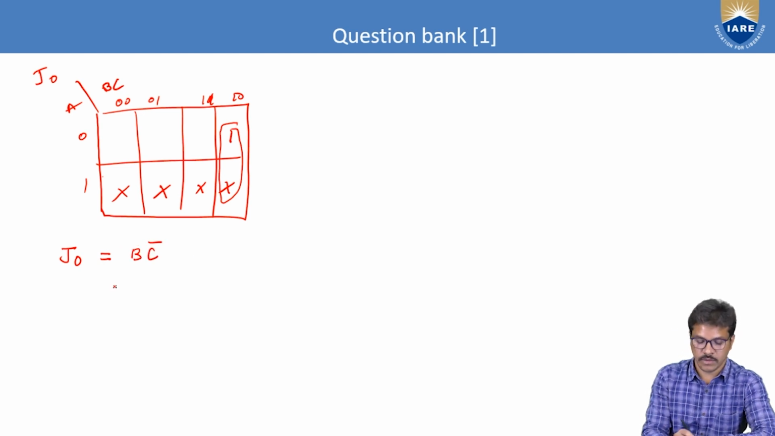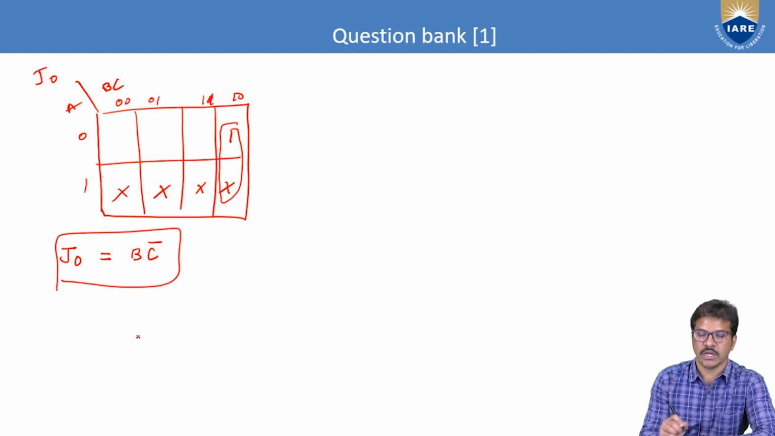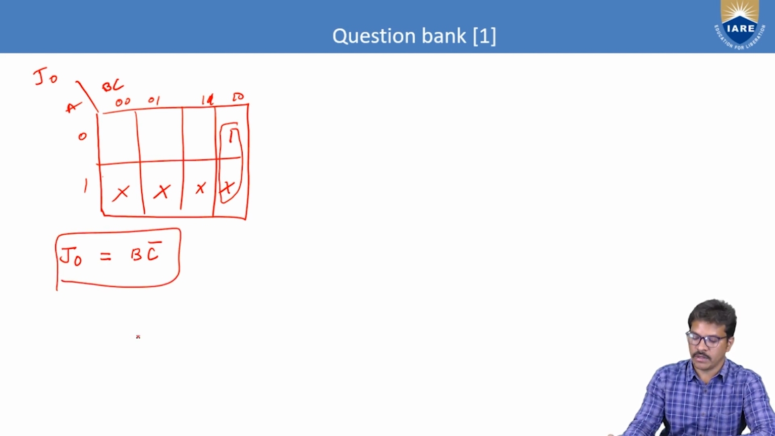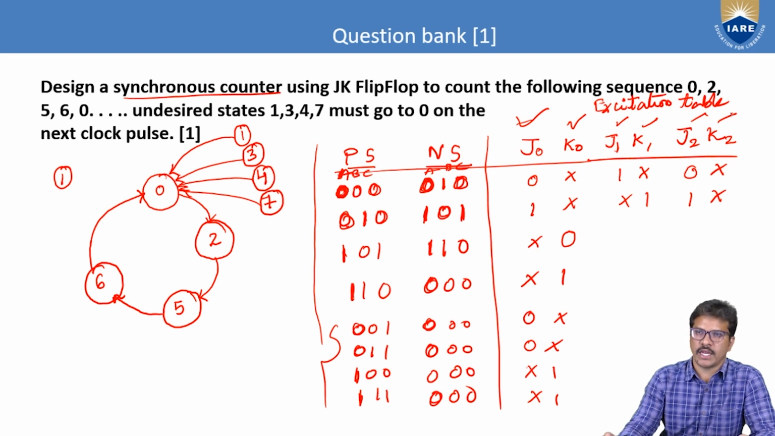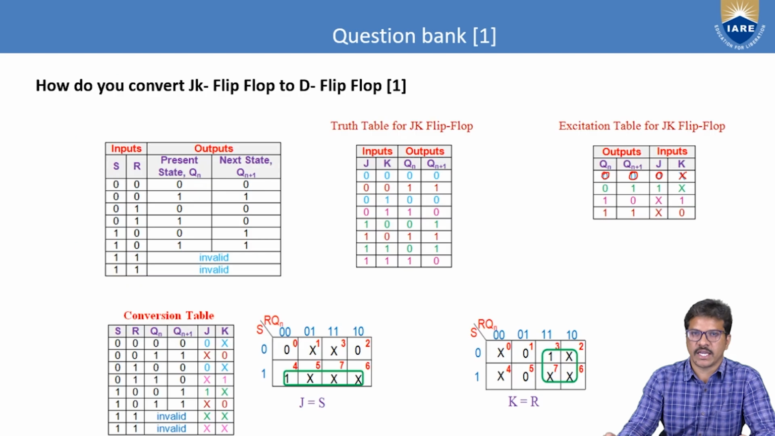Like that. Once you know the Boolean function, you draw the logic diagram. So like that, we can take the Boolean function for K0, and the Boolean functions for J1, K1, J2, K2. So we need to connect the relevant inputs with the help of the Boolean function. Then draw the logic diagram.